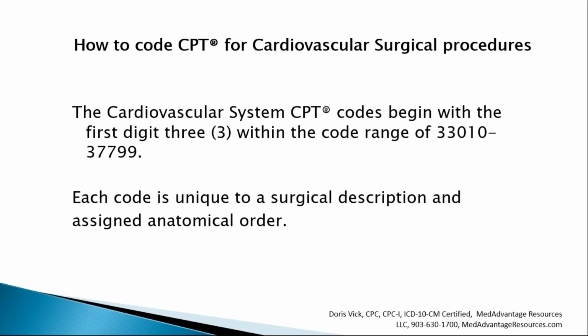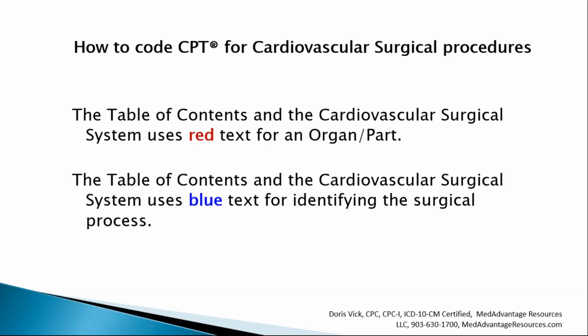The cardiovascular CPT codes begin with the first digit of 3. They fall within the range of 33010 through 37799. Each of these codes is unique to a surgical description and is assigned in anatomical order. The table of contents is a great reference point in your CPT coding manual.